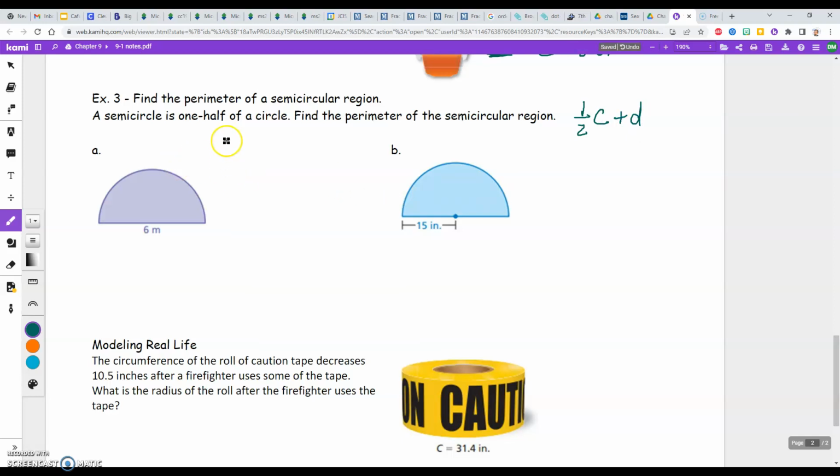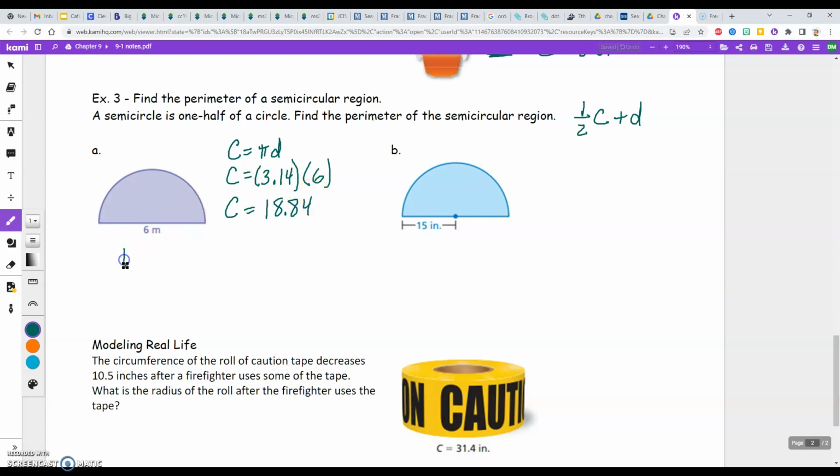Thanks. So, first thing we're going to do is find the circumference. So circumference, we're given the diameter. So that's pi times diameter. So that's 3.14 times 6. We use 3.14 because 6 is not divisible by 7. So 3.14 times 6 is 18.84.